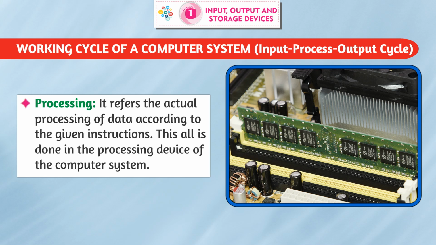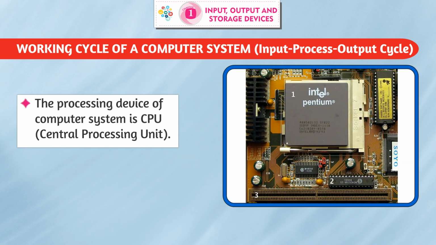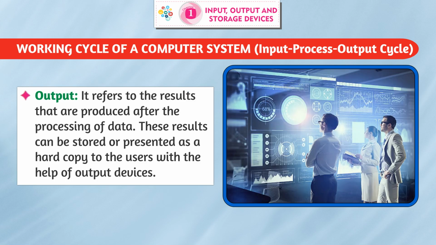Processing. It refers to the actual processing of data according to the given instructions. This is all done in the processing device of the computer system. The processing device of a computer system is the CPU, Central Processing Unit. Output. It refers to the results that are produced after the processing of data. These results can be stored or presented as a hard copy to the users with the help of output devices.